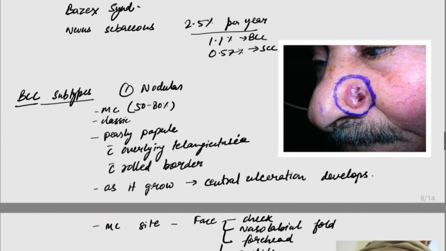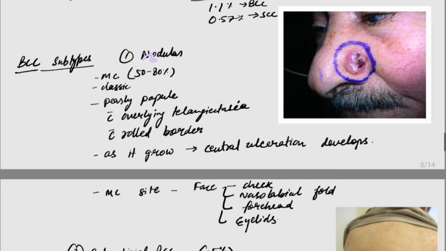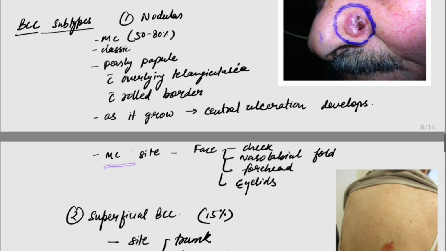Now coming to the BCC subtypes. The first and the most common subtype is the nodular subtype. Here there is a classic pearly papule with overlying telangiectasia and rolled borders. As it grows, central ulceration develops. Most common site is the face, where most common are the cheek, nasolabial fold, forehead and eyelids.